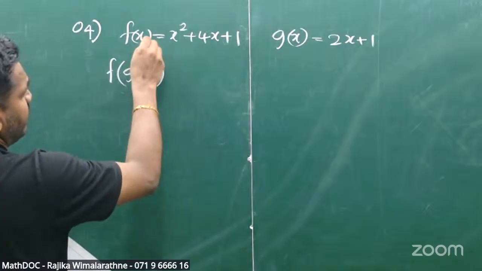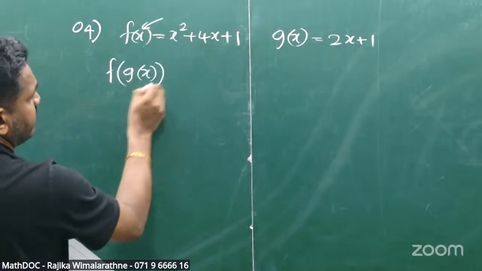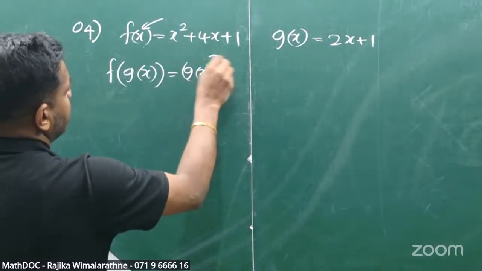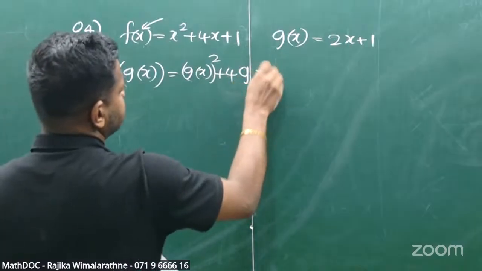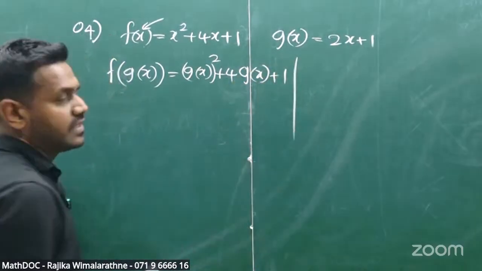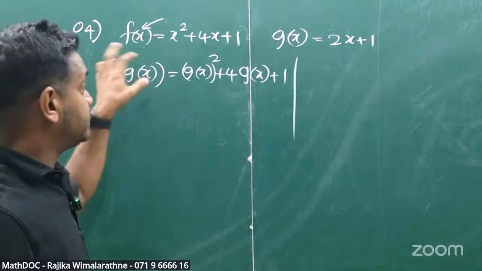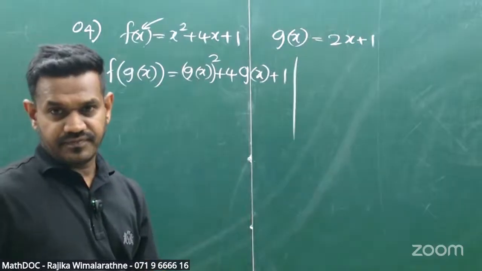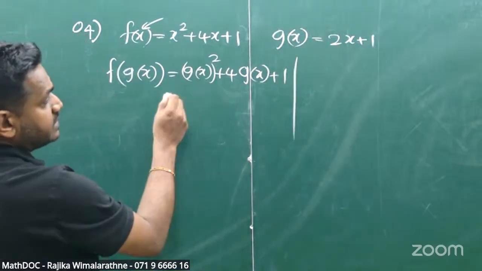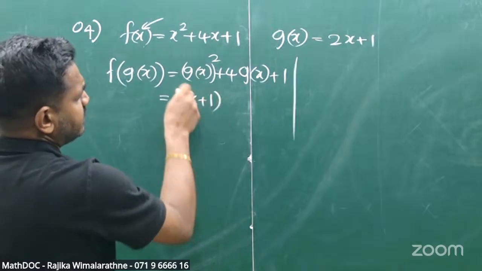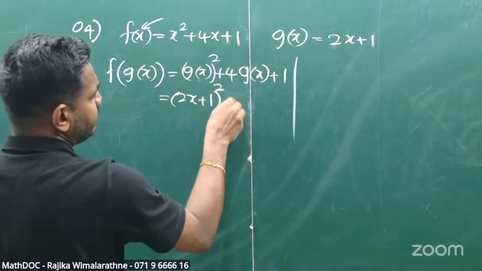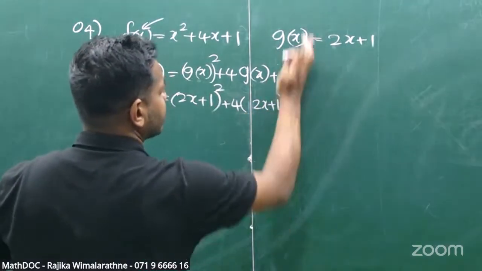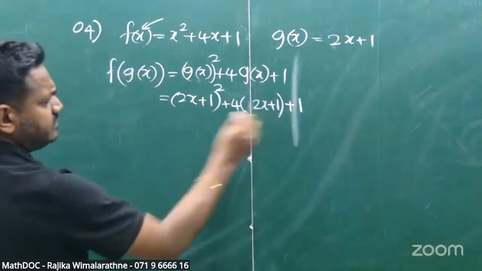So here we have function f(x). Then instead of this x, you put g(x). Then here (g(x)) squared plus 4 times g(x) plus 1. So f(g(x)) means instead of x, you have to put g(x). Now again, we know g(x) is 2x plus 1. Then replace it here: g(x) means 2x plus 1, put it here. (2x plus 1) squared plus 4 times (2x plus 1) plus 1.